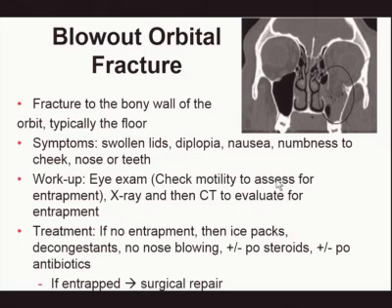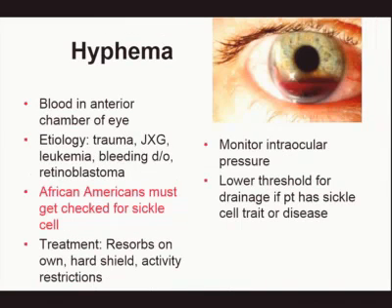If there is no entrapment, then you can treat with ice packs, decongestants, no nose blowing, possibly steroids, and possibly antibiotics. If it's entrapped, it needs prompt surgical repair, because especially if there's a trapdoor fracture, the muscles are trapped and cut off so that they're not getting the blood supply, and that muscle can die. So even after you fix the fracture and restore the muscle to its normal place, it's not going to function normally.